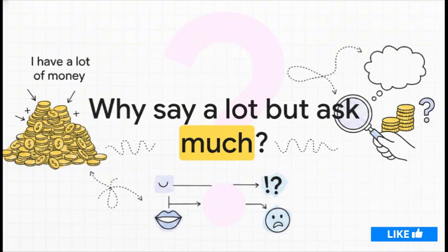Why is it that we so confidently say, I have a lot of money, but the absolute second we ask a question about it, we suddenly switch to, how much money do you have? Native speakers are constantly swapping out their vocabulary based entirely on whether they're asking a question, denying something, or making a positive statement. But why does this happen? What exactly is the hidden mechanism pulling the strings here?